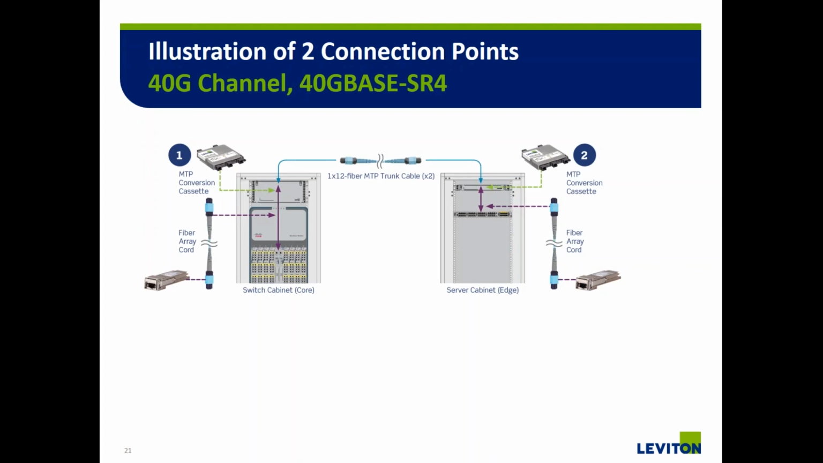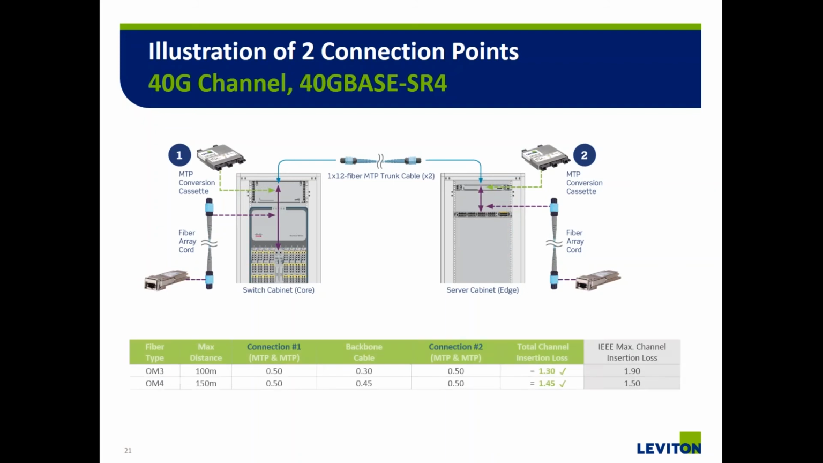One benefit of using a conversion cassette is that all the fibers in the trunk cables are 100% utilized, meaning no dark fibers. 8-fiber array cords identified by gray color boots are used to connect from the conversion cassettes to the switch. On the switches, it is QSFP plus or CFP transceiver form factor that the MTP connectors plug into. Calculated channel loss budget passes for both OM3 and OM4 fiber types, as you can see here.